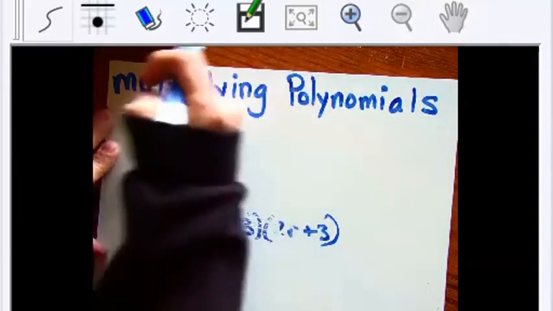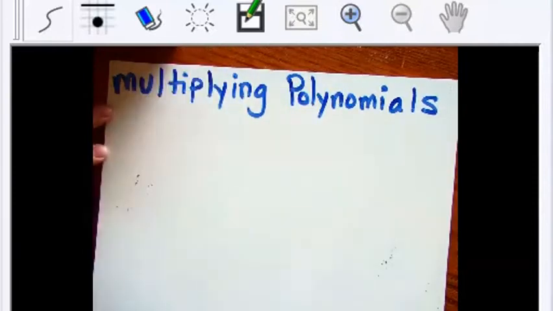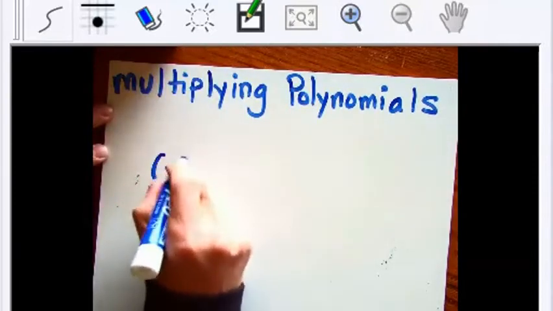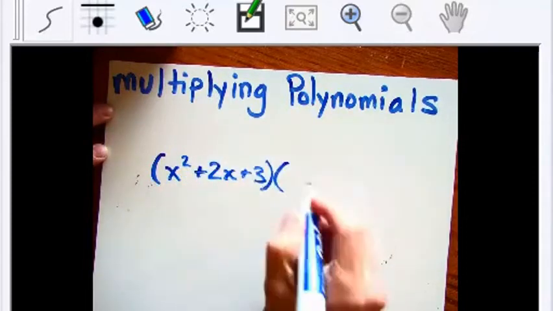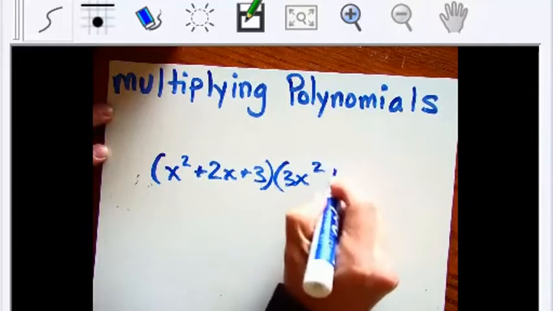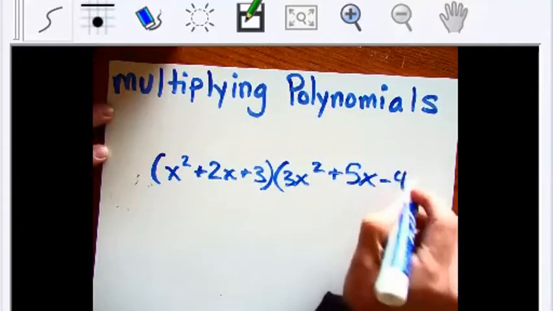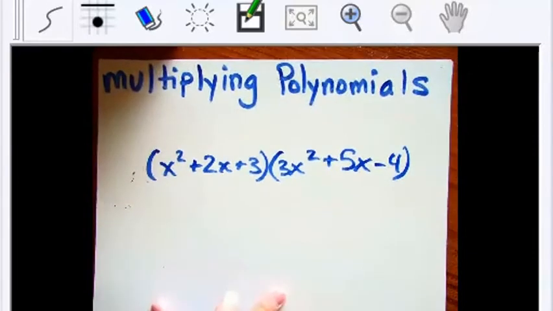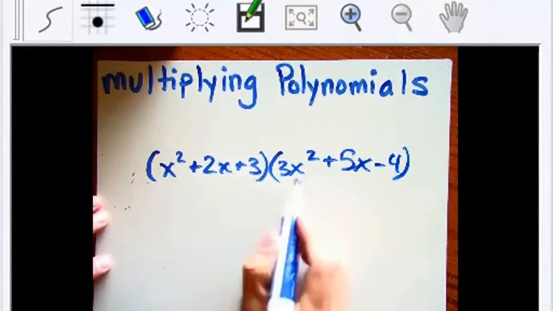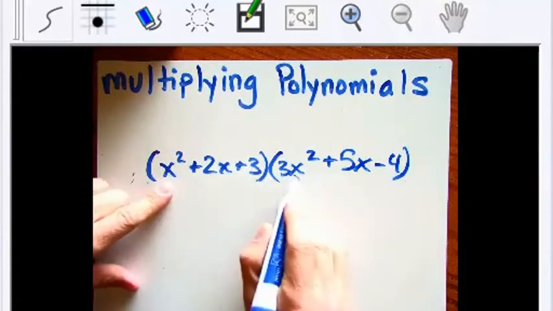All right, and then my last one, I'm not going to work through all of this one either, but I just want to kind of talk about how to do something like this. So I have a trinomial times another trinomial. Okay, and if this was the case, essentially every term in here has to go to every term in here. So I would do these guys first.